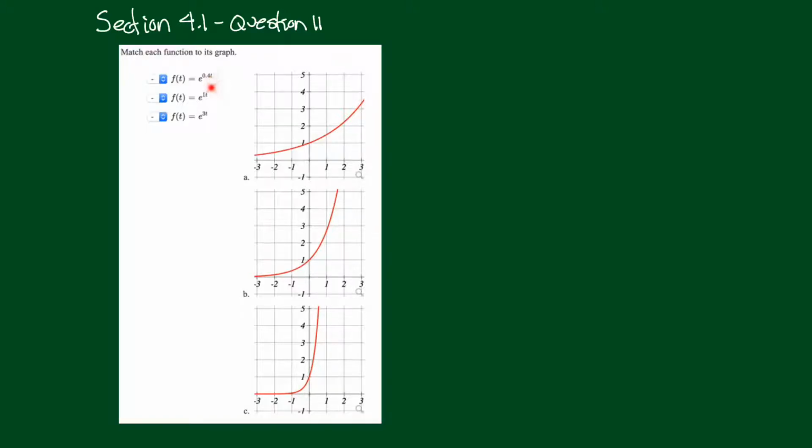We want to match each of these exponential functions to its corresponding graph. Now, to do this, here's what I'm going to look at. I'm going to look at the growth rate. Remember, when we have an exponential function, here's the general form of an exponential function: a naught times b to the kx.